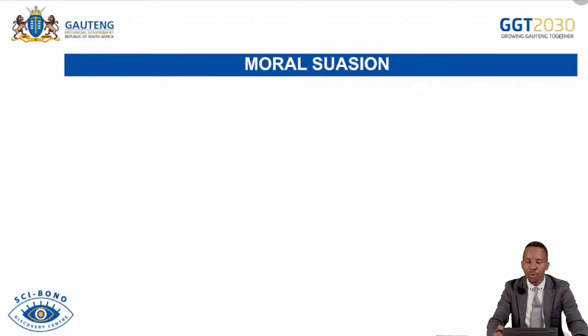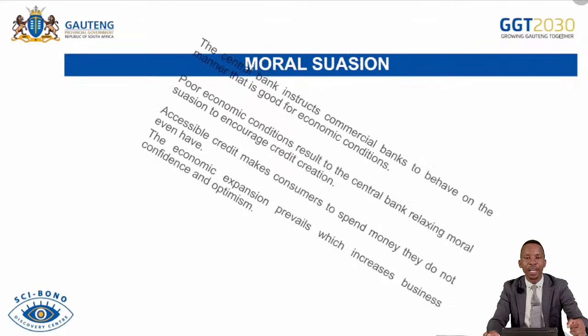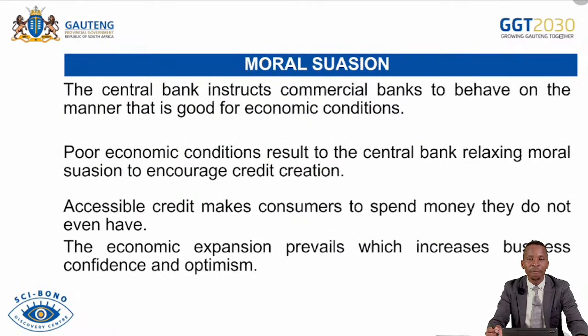And then we have moral suasion or moral pressure. This is when the credit control takes place. That's when the Reserve Bank instructs commercial banks to react in the manner that is good for economic conditions. So poor economic conditions result in the central bank relaxing moral pressure, or moral suasion, or credit control. And then accessible credit makes consumers spend money they don't even have. So they are always tempted to spend, and then that will lead to economic expansion.